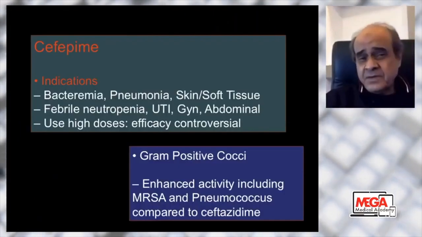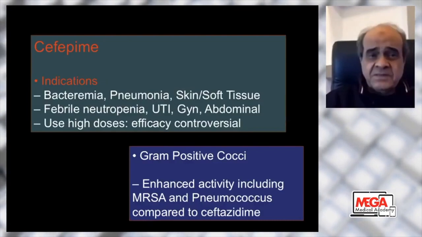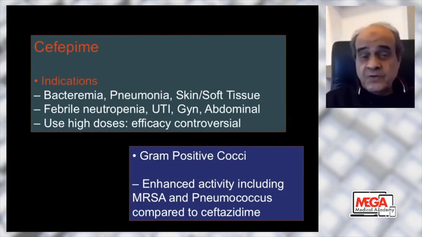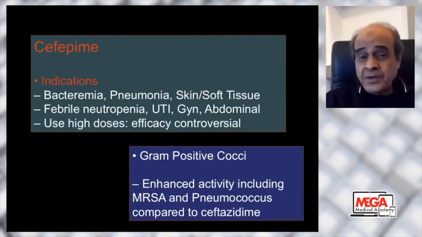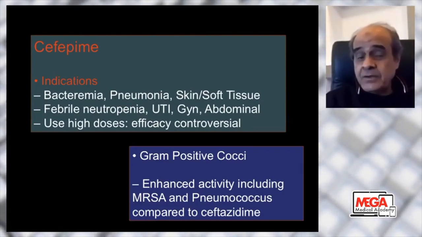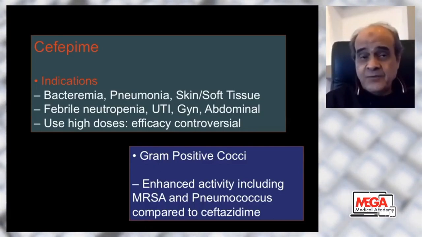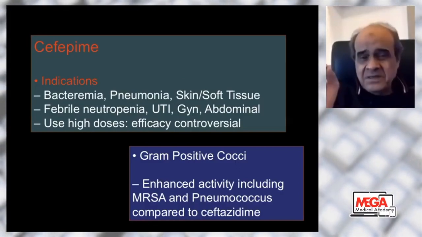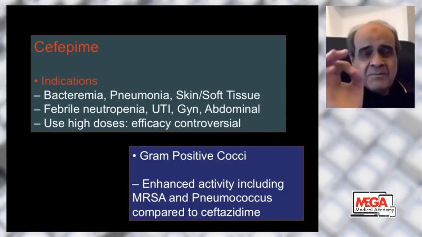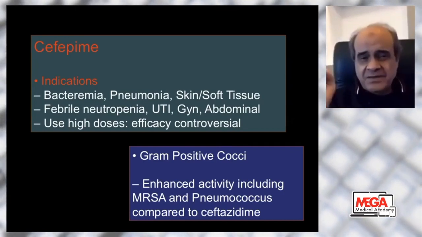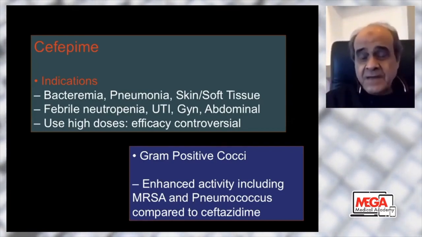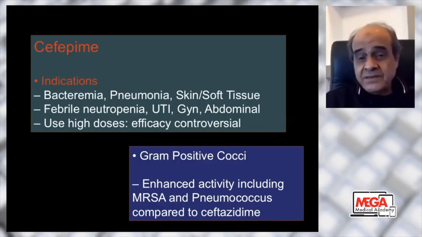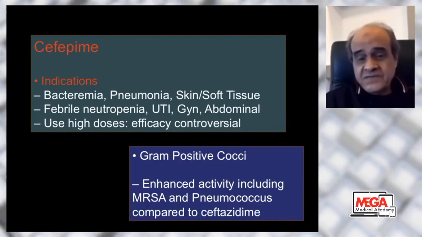A short note about cefepime and ceftazidime: cefepime is indicated in bacteremia, pneumonia, skin and soft tissue infection, febrile neutropenic patients, urinary tract infection, gynecological infection, and abdominal infection. Use a high dose to get efficacy. It needs at least 2 grams every 8 hours IV in adult patients. It can also cover gram-positive and gram-negative, with enhanced gram-positive activity, including MRSA and pneumococcus, compared to ceftazidime.